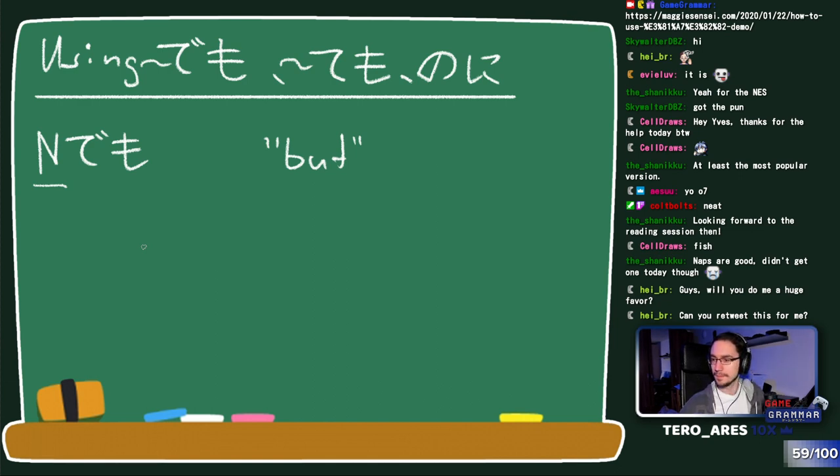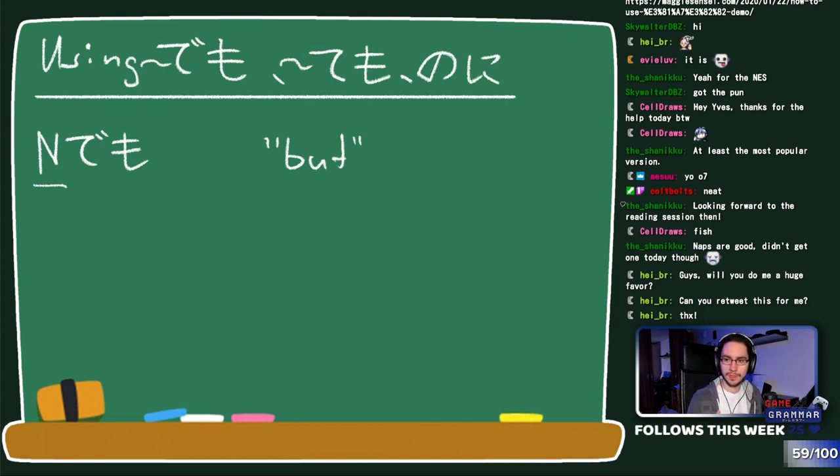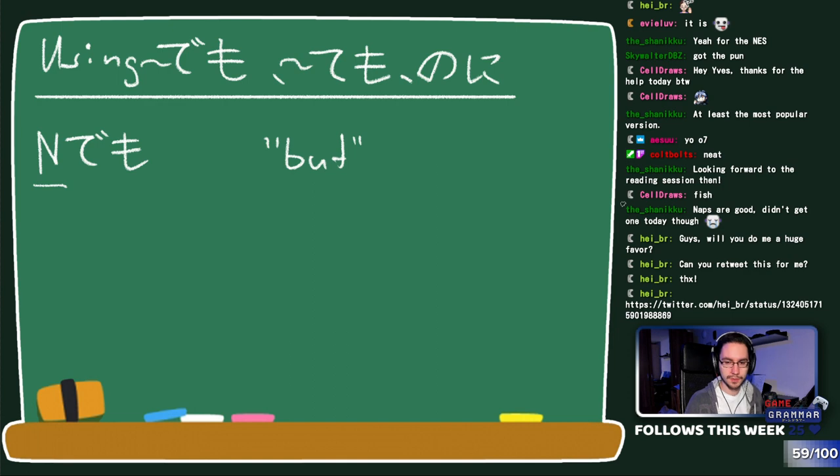I'll retweet it. So with noun demo, it's mostly like a but. However, the difference from the straight-up usage in English is that, especially with nouns, it's not super conjunctive, because with a noun you don't really have a finished clause, so it doesn't really lead into another clause, right?